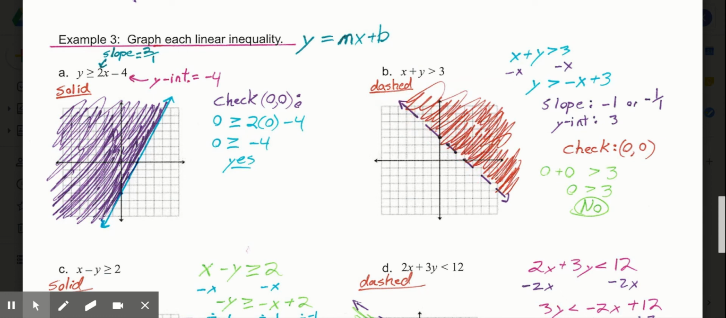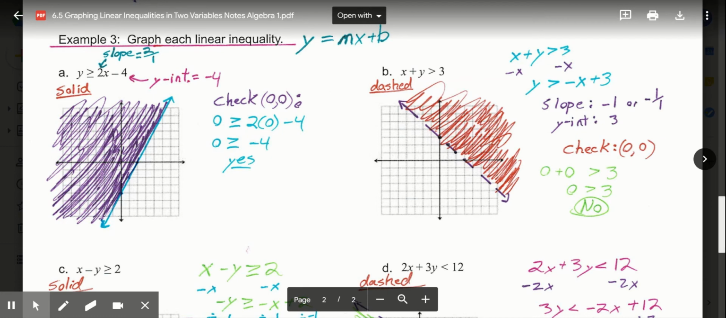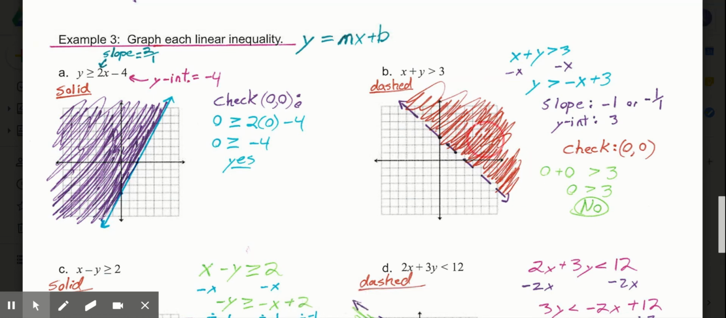Then we choose our point to check, which again is 0, 0. Plug it back into the original. So is 0 plus 0 greater than 3? No, it is not. So we would shade away from 0, 0. So anything on this side of our line.